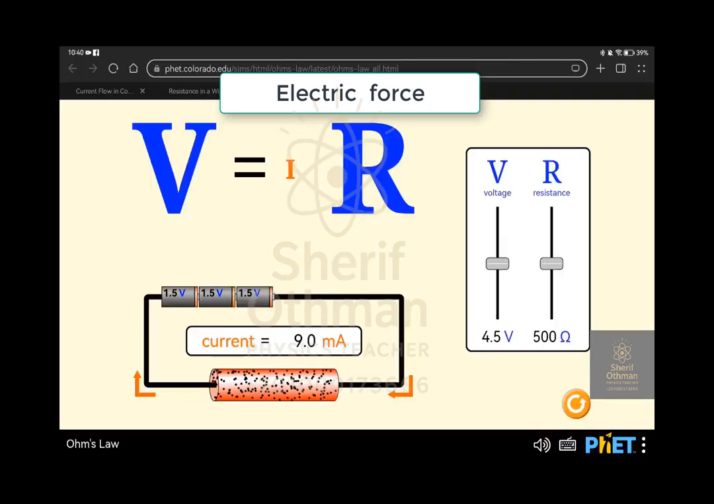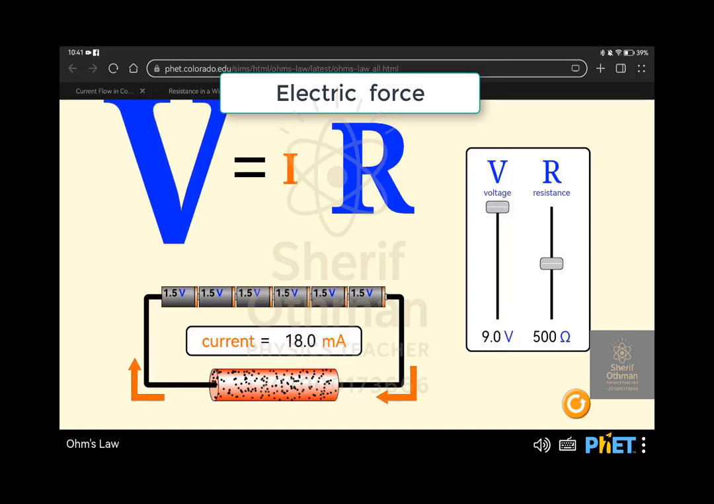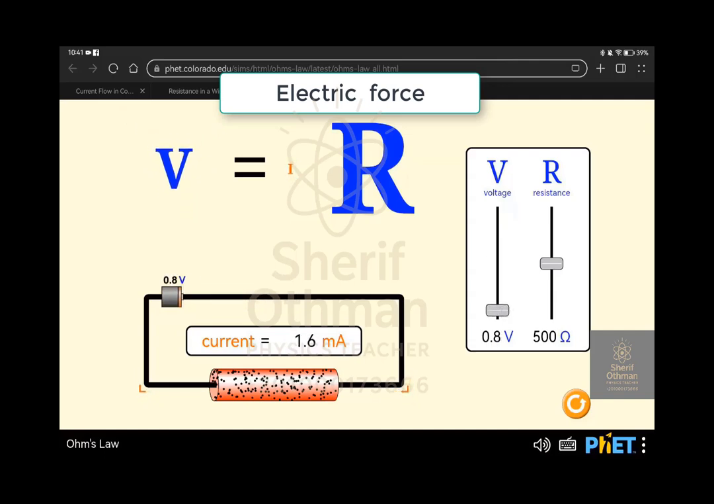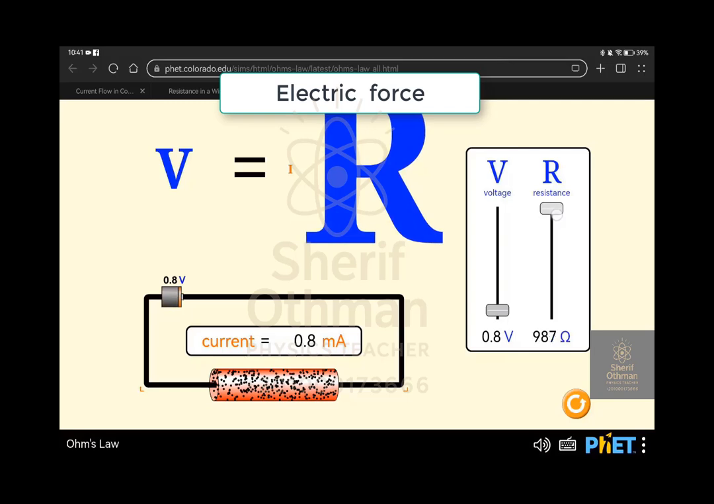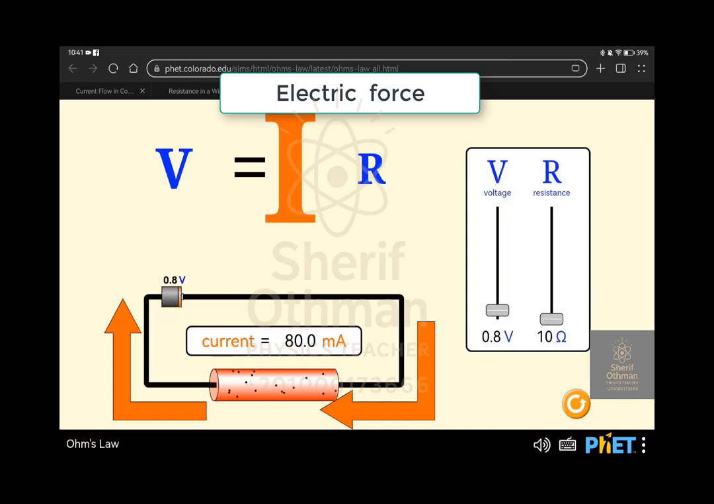Here is a conductor, guys, and we can see the relation between V, I, and R. As V increases, I increases. As V decreases, I decreases. As R increases, I will decrease. As R decreases, I will increase, even though V is constant. So we represented Ohm's law.